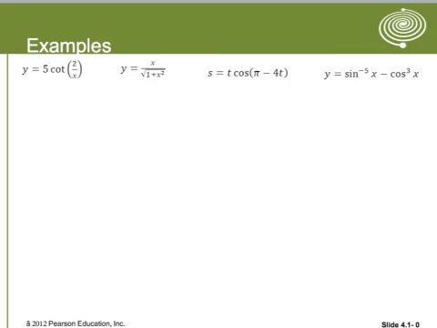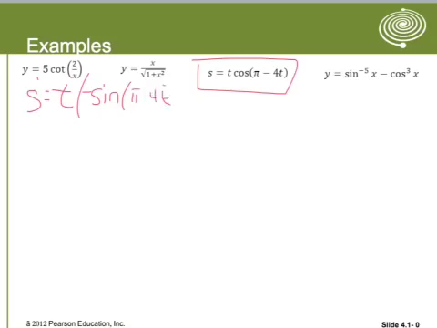Together, let's do this one first. I have to use my product rule here as well as my chain rule. So taking the derivative of this, I have my first times the derivative of the second. That's negative sine of pi minus 4t. But now I need to multiply by the derivative of that inside. Pi goes to 0, so negative 4. Plus, continuing to use the product rule, the second cosine of pi minus 4t times the derivative of the first, which is just 1.